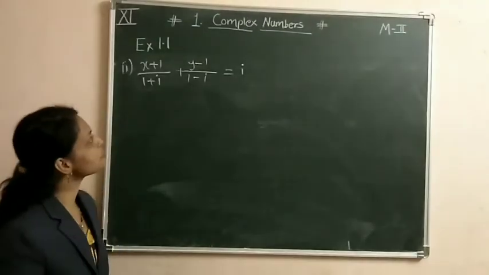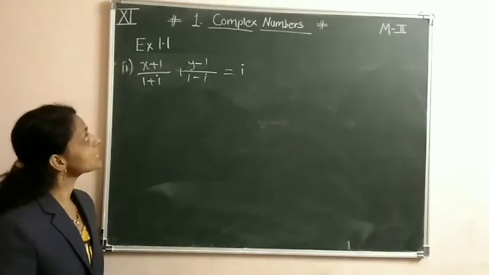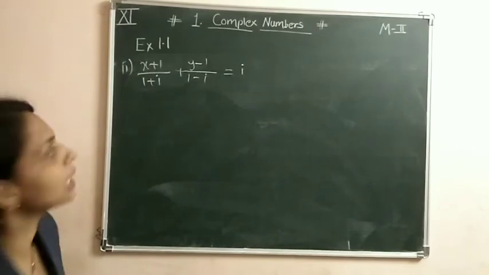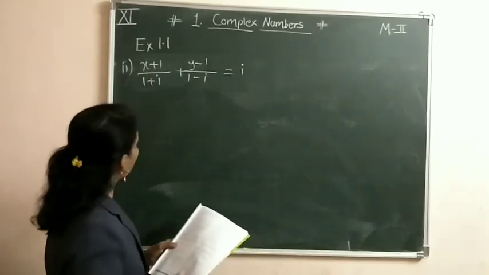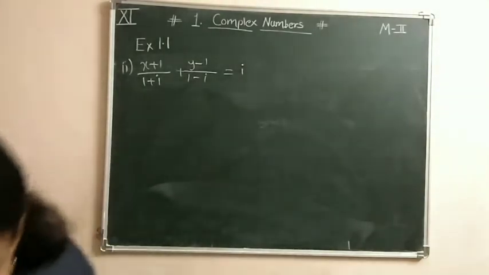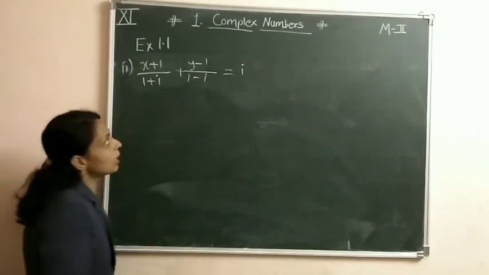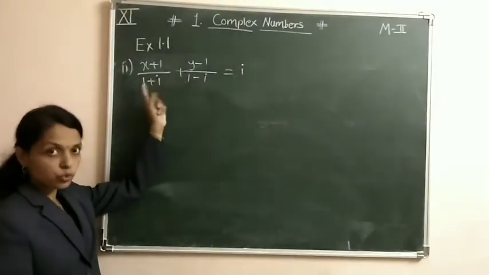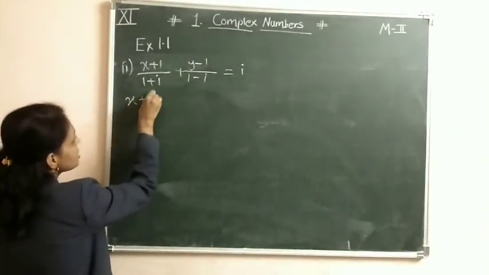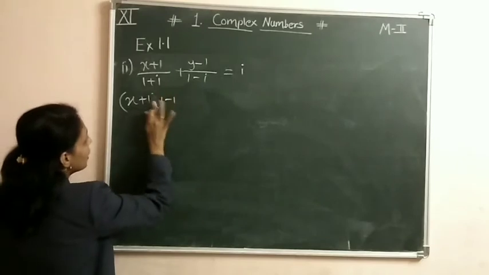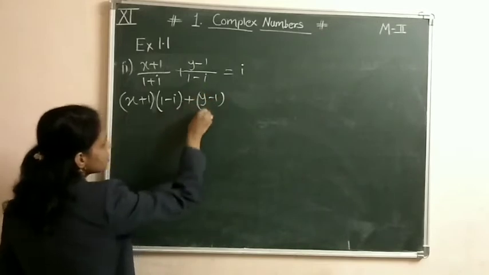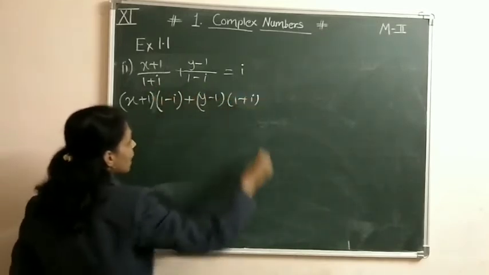The next question is (x+1)/(1+i) + (y-1)/(1-i) is equal to i. Here also we want to find out the value of x and y. Now, again if you will do the addition of these two numbers, the bases are different. So let's do the cross multiplication. (x+1) into (1-i) plus (y-1) into (1+i).